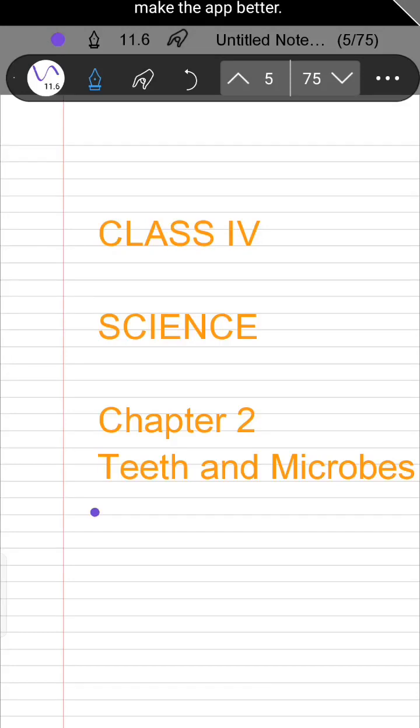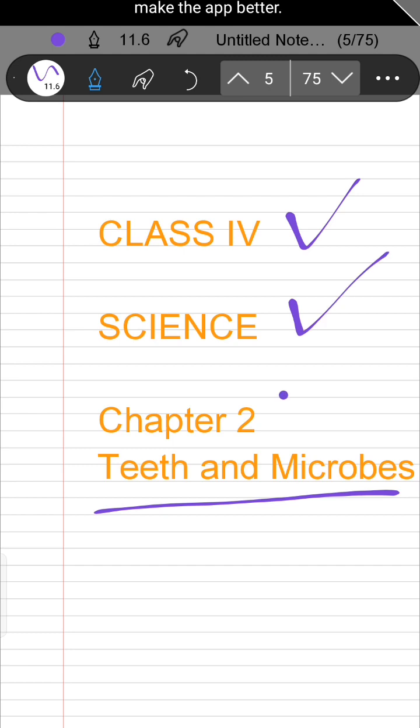Today we shall discuss the chapter Teeth and Microbes that is present in your class 4 science book chapter 2. So let's begin with the chapter.